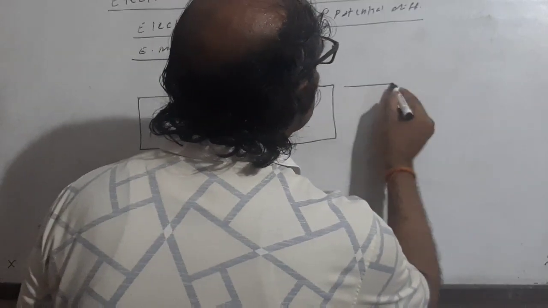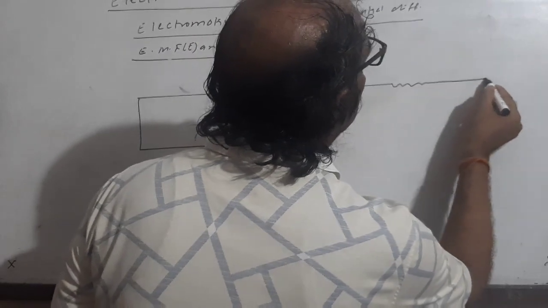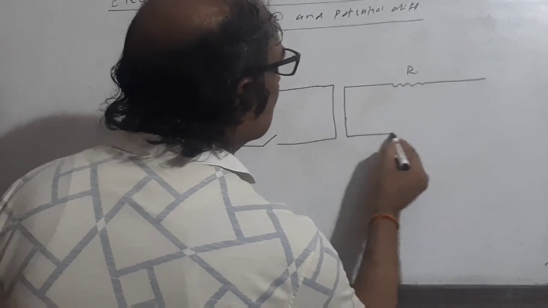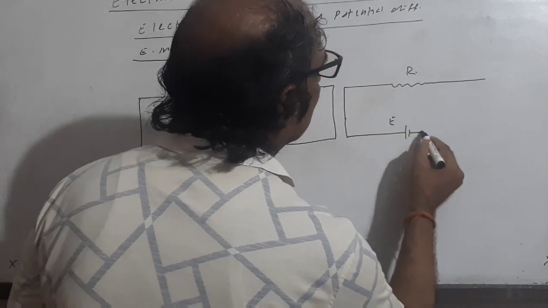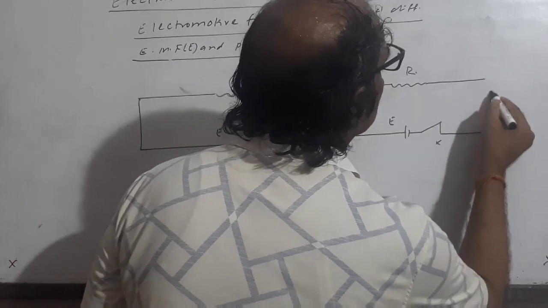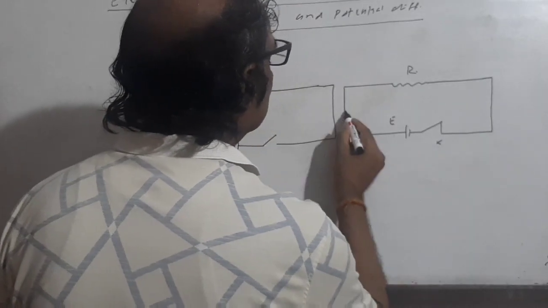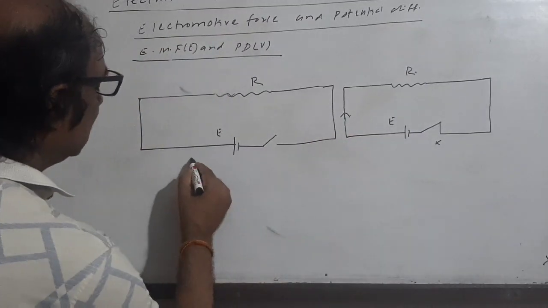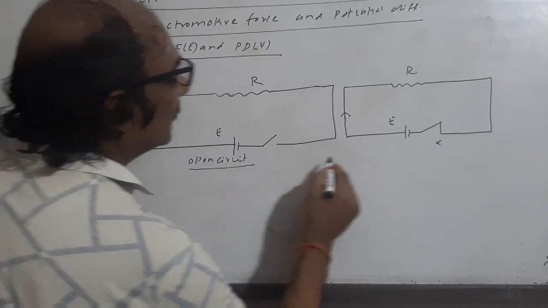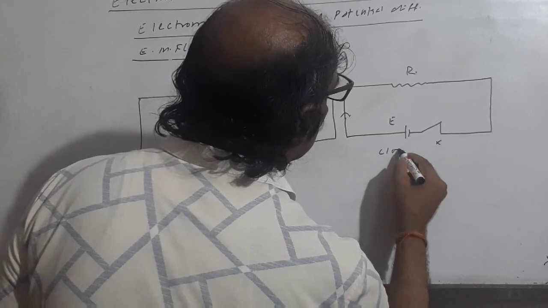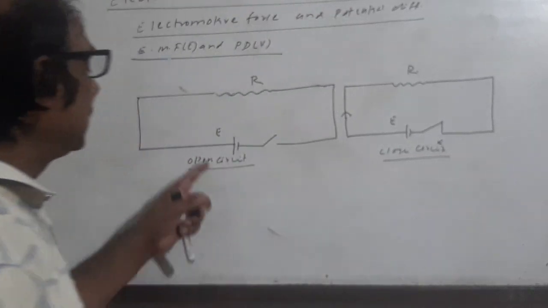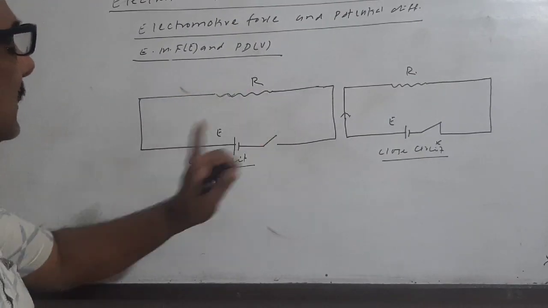And now in the second case, the circuit consists of resistor R, a cell of EMF E, and a key K, but the circuit is closed and hence there is a flow of current. So this one is the open circuit. Closed circuit. Open circuit means there is no flow of current externally.